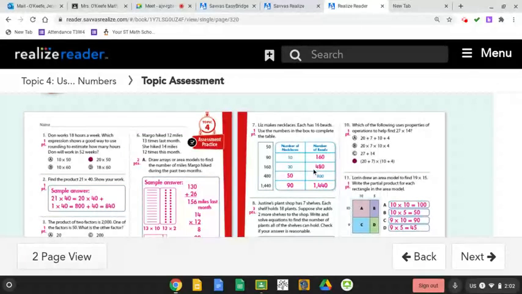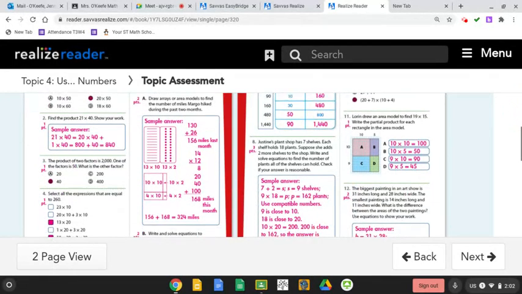30 times 16, 480. We'd have to work backwards here, and we'd have to say to ourselves, we don't know 800 divided by 16. So we would have to think to ourselves, what times 16 would give us that? And that would be 50, and same thing, 90 and 1,440.